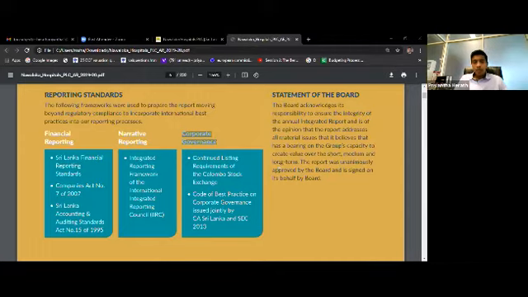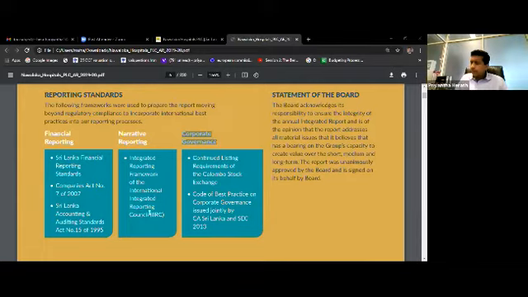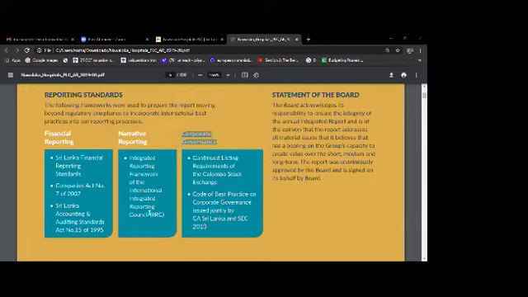Okay, for financial reporting, three standards: Sri Lanka Financial Reporting Standards, Companies Act, and Sri Lanka Accounting and Auditing Standard Act, right? Then narrative reporting, right? Sir, on the Companies Act, Act number 7 of 2007, what is the specific relevance with regard to this? Can you elaborate on that?